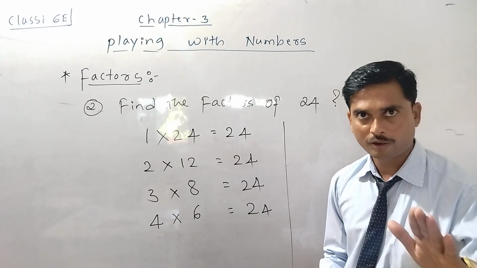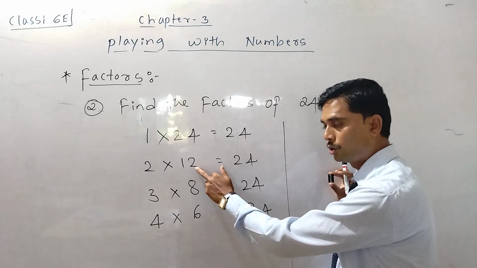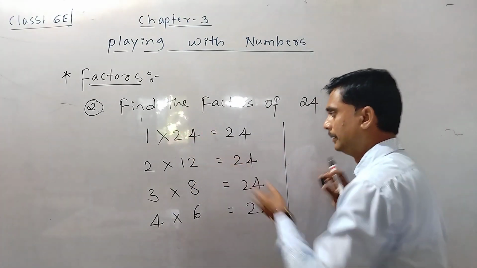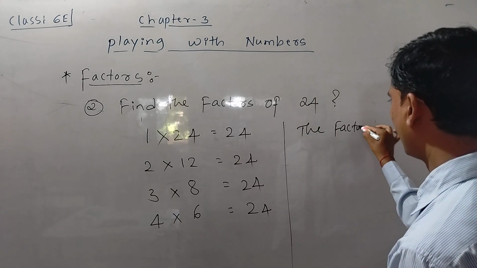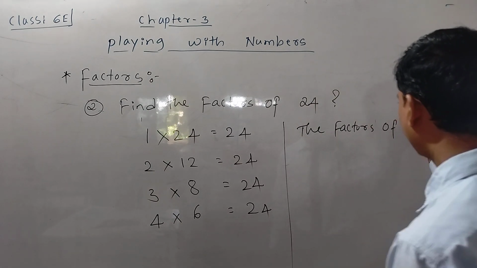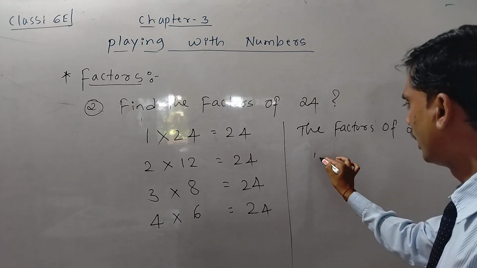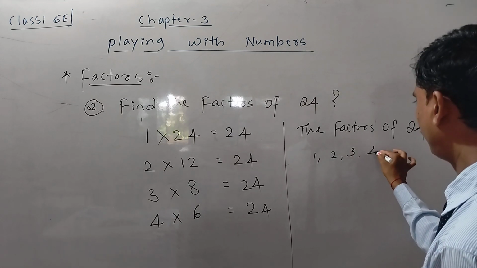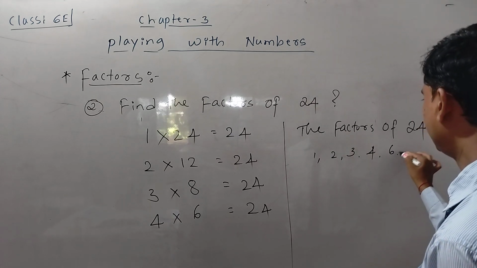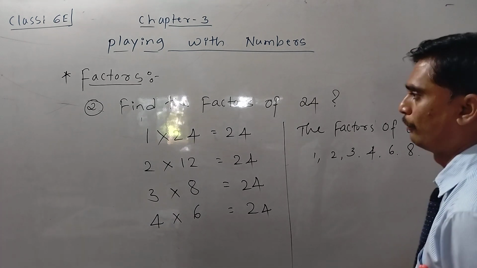7 we do not have. 8 we have. 8 we already got. 12, 24. Okay, then the factors of 24 are: 1, 2, 3, 4, 6, 8, 12 and 24.